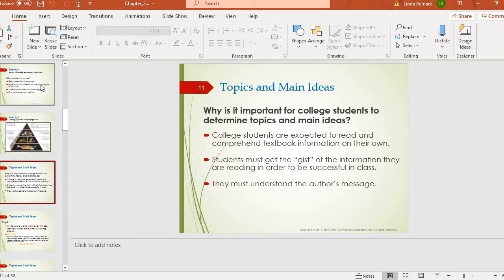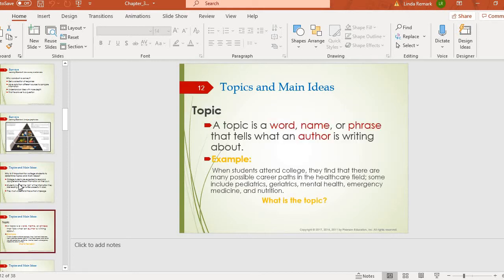So topics and main ideas, well, you need to know this because as I previously mentioned, like 85% of what you learn in college comes from what you read. And so as a college student, you're expected to read and comprehend information on your own. Like, you need to know this information, and being able to walk away or have the gist of what you're reading is really imperative. If you can read a paragraph but then have no idea what it was about, that was wasted time. So finding the topic, finding the main idea is really important to being able to enhance comprehension. So you have to understand overall the author's message.